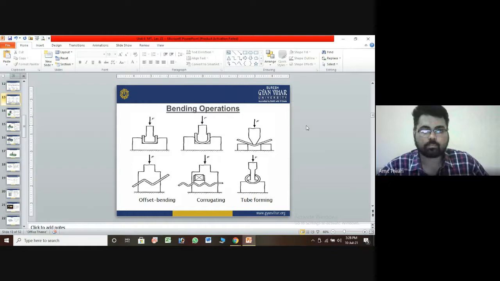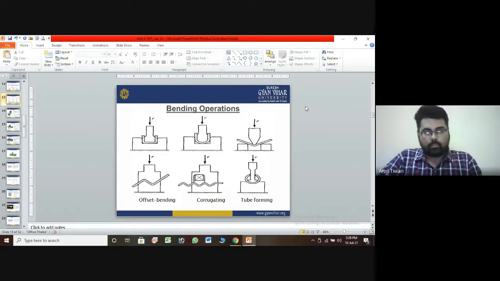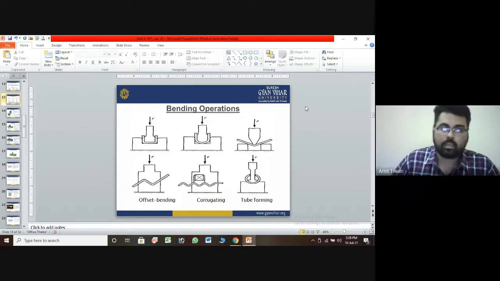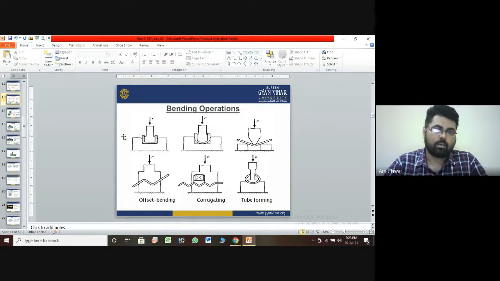This one will happen like this. The bending operation is also an example I am showing you to understand how it will be bent and how it will regain the shape. You can see here these are the bending operations: these are the die, these are the punch, and these are the sheet. You can put the sheet on the upper part of the die and press the punch to make the particular shape you want.